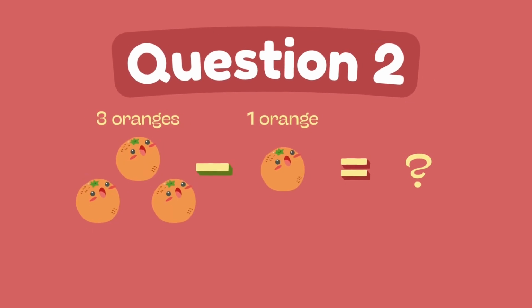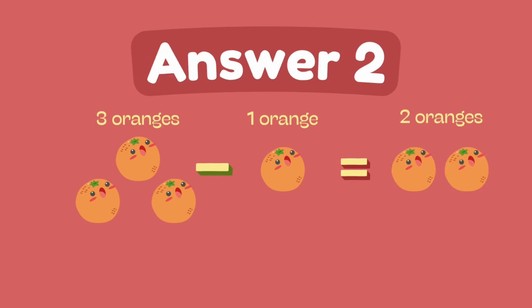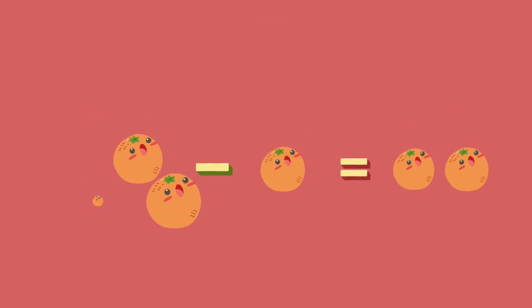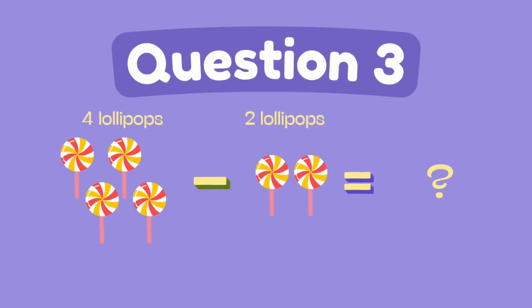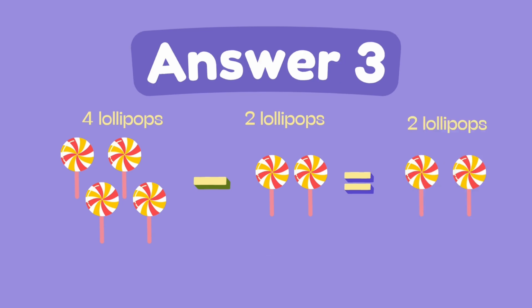What is 3 minus 1? The answer is 2. What is 4 minus 2? The answer is 2.